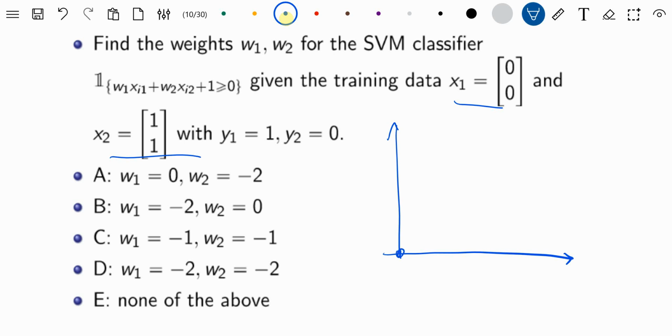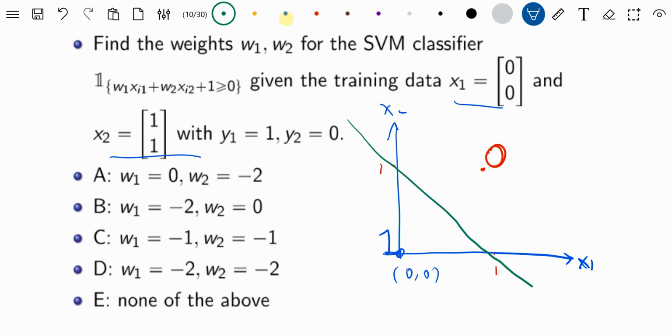And so here we have 0, 0. This is the point 0, 0. Let's say x1, x2. It's labeled 0 as well, I think. No, it's actually labeled 1. And the other one, 1, 1, is labeled 0. So what we are trying to do is use a line to separate these two, and it should maximize the margin.